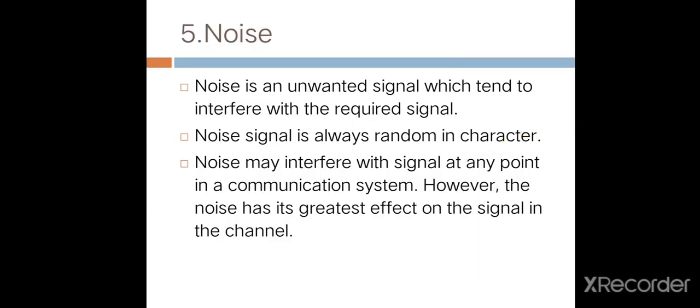Then noise. Noise is an unwanted signal which tends to interfere with the required signal. Noise signal is always random in character. Noise may interfere with the signal at any point in the communication system. However, noise has its greatest effect on the signal in the channel.